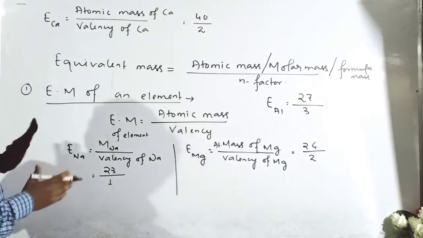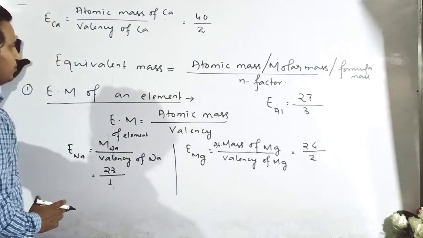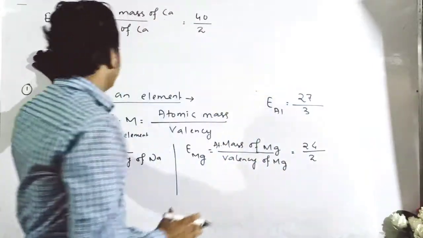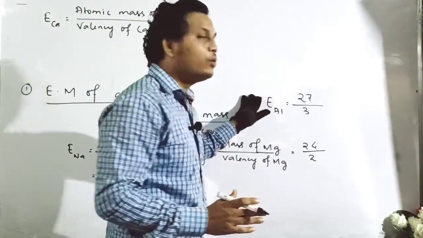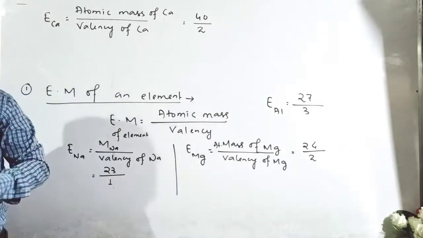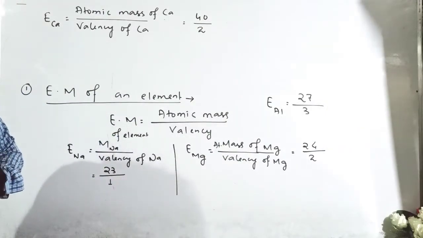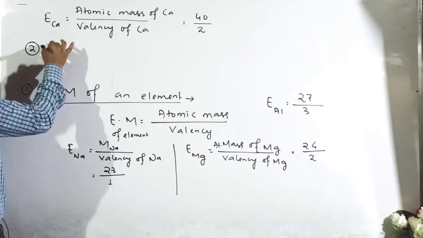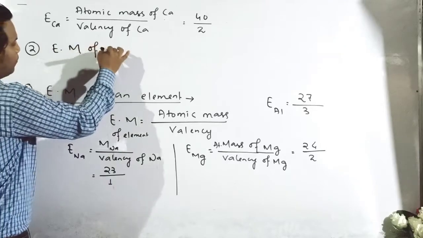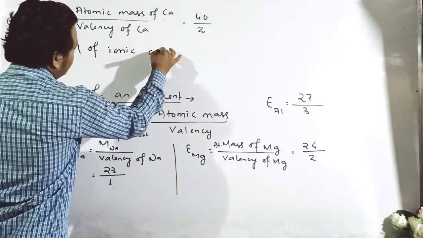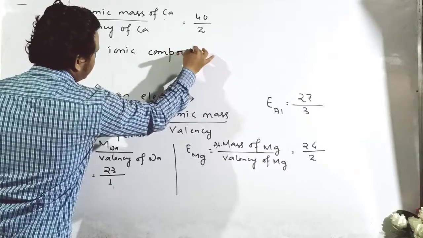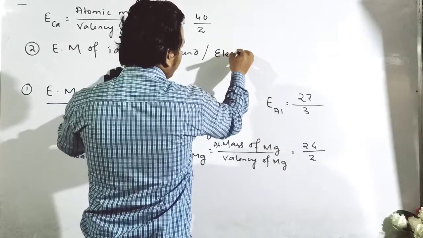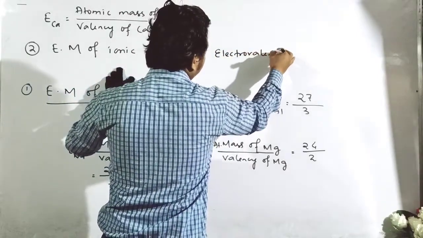Next, for an ionic compound, what will be the formula? This was the equivalent mass for an element. If an ionic compound is there, how can we find the equivalent mass for the ionic compound? So the second topic is equivalent mass of ionic compound. If the compound is ionic, one more name is there, electrovalent compound.